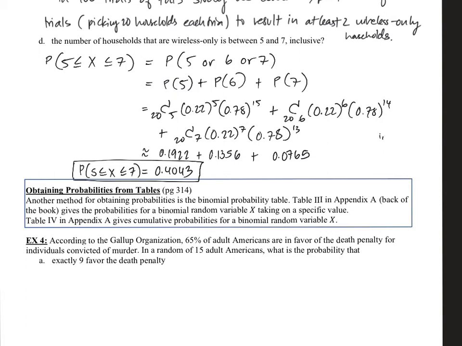All right, there we go, unboxing our answer. So once again, if you wanted to interpret this, that would be about 40 over 100. So in 100 trials, about 40 of those trials would result in between 5 and 7 of the households being wireless only.